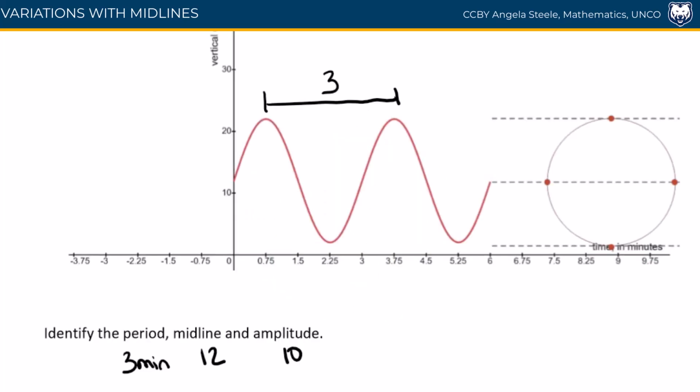All right, so you should find that your period is still going to be 3 minutes. We have not changed that. It's still 3 minutes for a rotation. Our midline has changed. We are now oscillating around that 12-inch line, and our amplitude is still going to be 10.